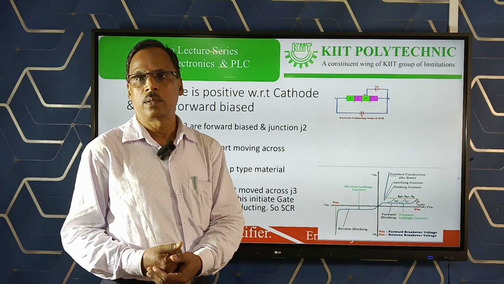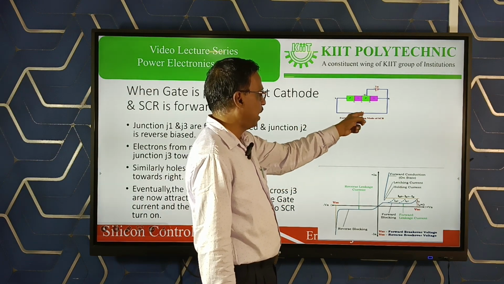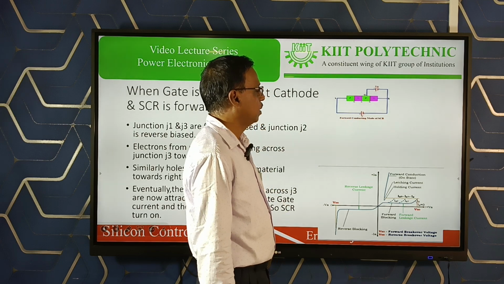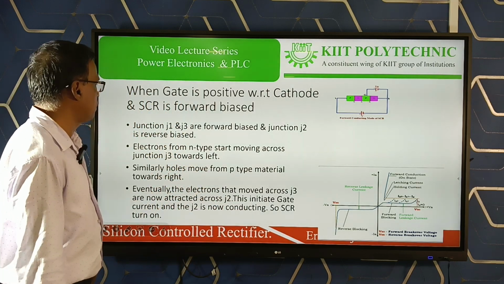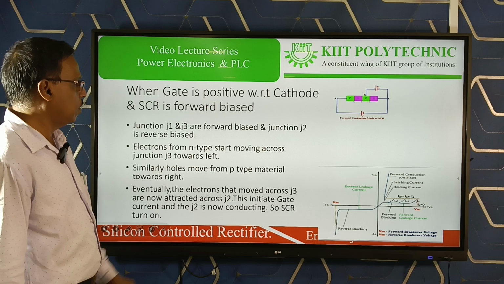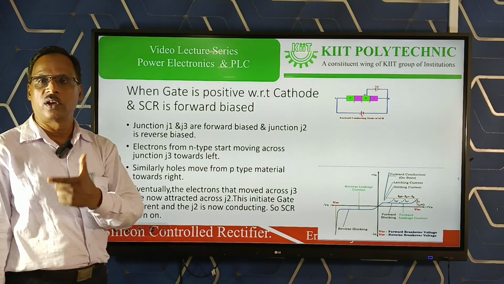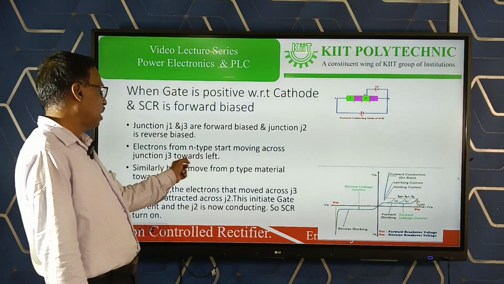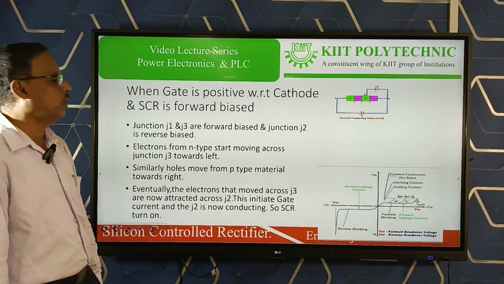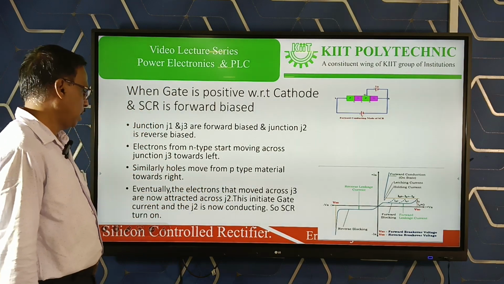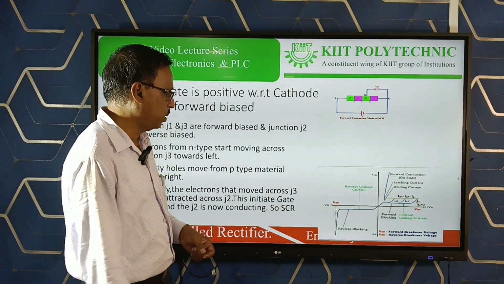So how to turn on the SCR? If we apply positive supply voltage, with the anode connected to the positive side of the supply and the cathode connected to the negative side, and the gate is positive with respect to the cathode, the SCR is forward biased. When the SCR is forward biased, J1 and J3 are forward biased and the J2 junction is in reverse biased condition. Electrons start moving from N type material, from junction J3 to J1. Similarly, holes move from P type material to N type material. So after some time the SCR will turn on.